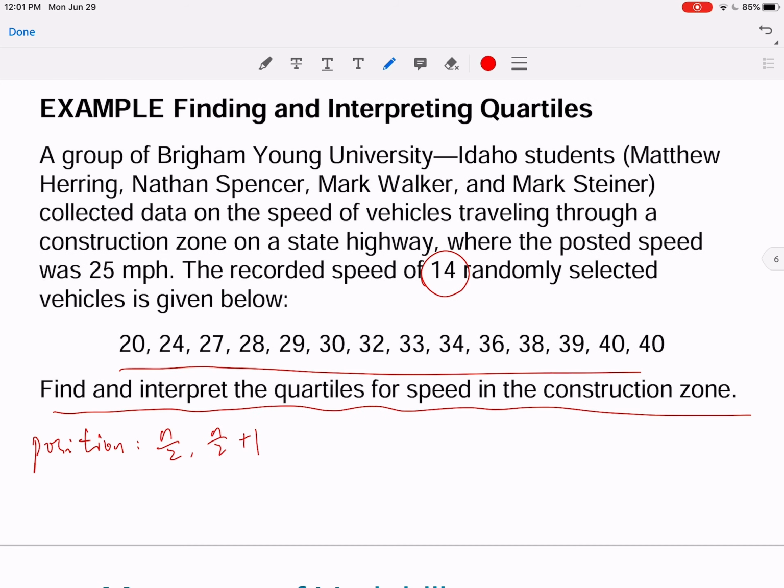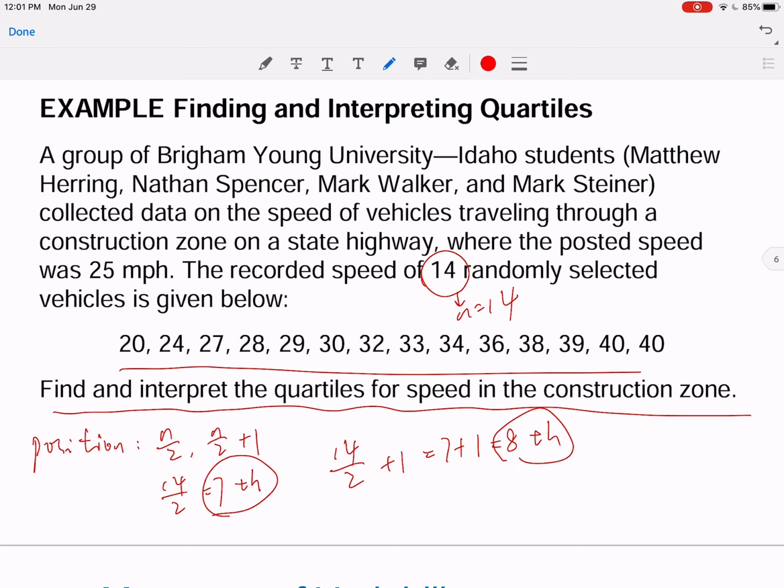In this case, n is equal to 14. So if we plug 14 in, 14 divided by 2 is 7, so it's going to be the 7th, because it's the position of one of the middle numbers. And the second position would be 14 divided by 2 plus 1, which is 7 plus 1, equal to 8, the 8th. Once again, those two numbers are the positions of the two middle numbers. They are not the values of the numbers we're looking for.